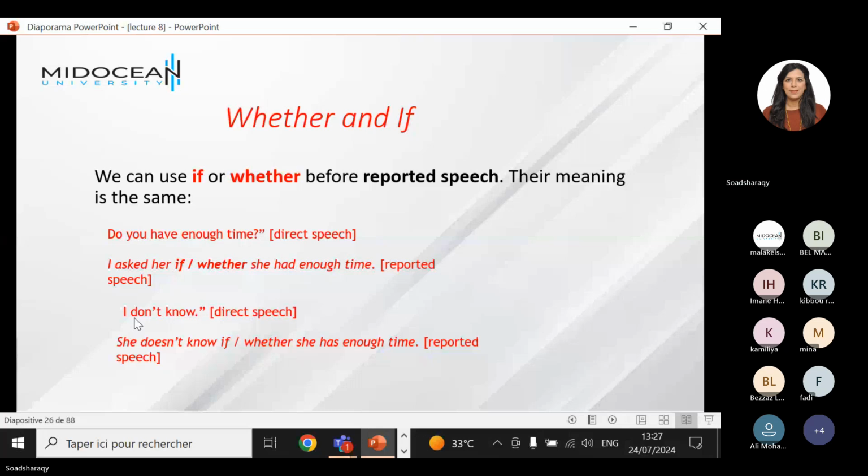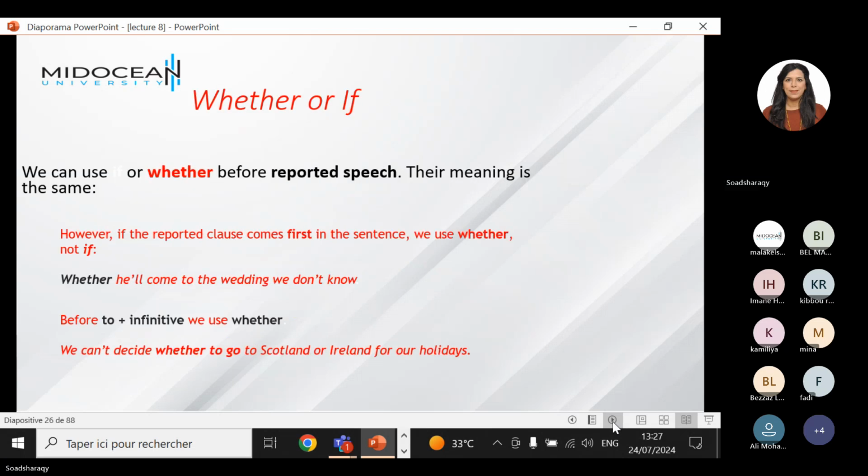I don't know. Direct speech. Reported speech: she doesn't know if she has enough time, or she doesn't know whether she has enough time. We can use if or whether before reported speech. Their meaning is the same. However, if the reported clause comes first in the sentence, we use whether, not if. Example: whether he'll come to the wedding, we don't know.